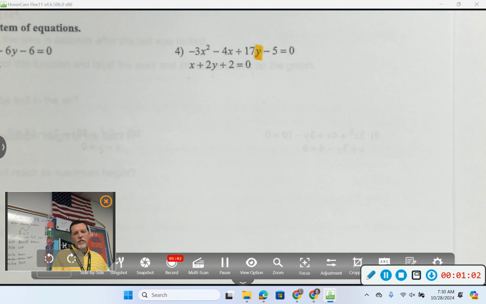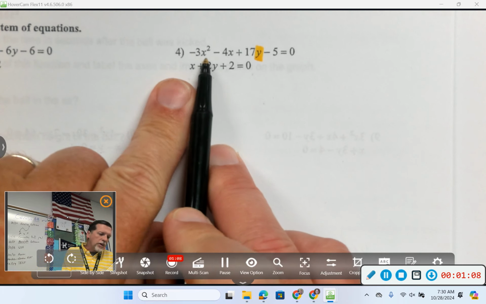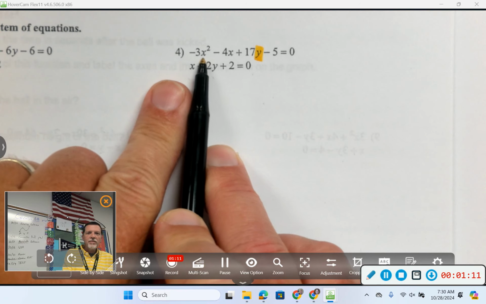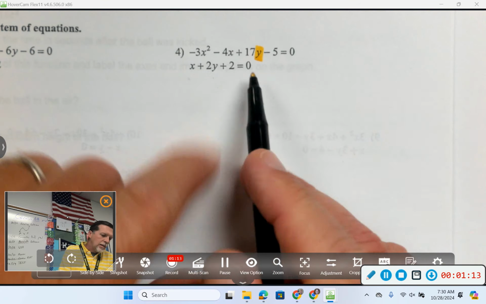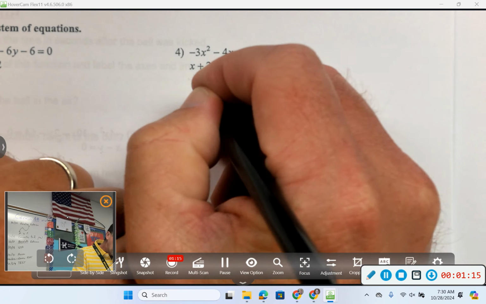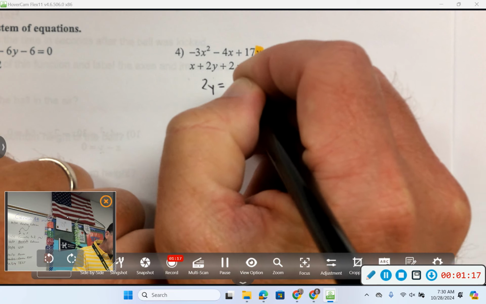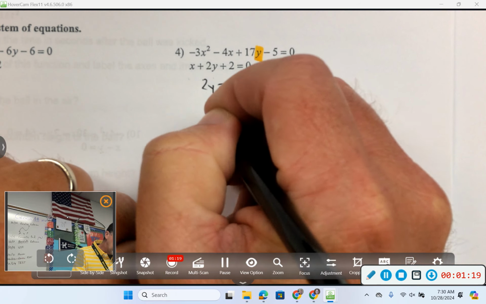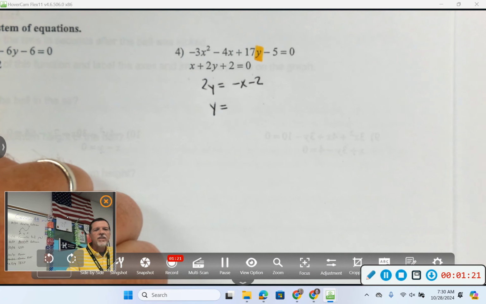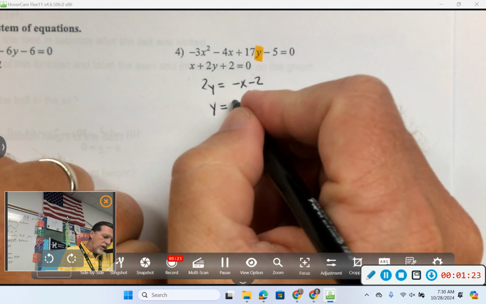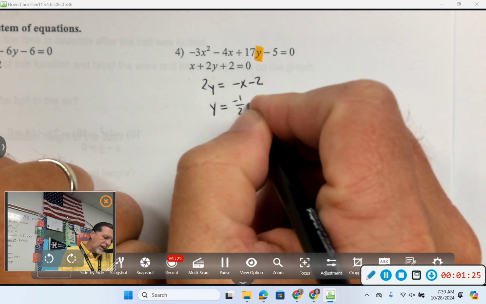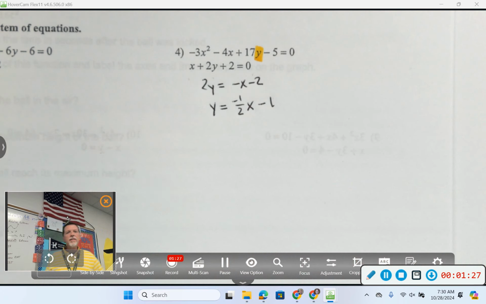So let's solve for y. I think that's the better call. If you can solve for x, it'll work. You'll just have to square something when you get there. So it might look kind of ugly. Let's solve for y. So 2y equals negative x minus 2. Oh, yuck. So y equals negative 1/2 x minus 1.